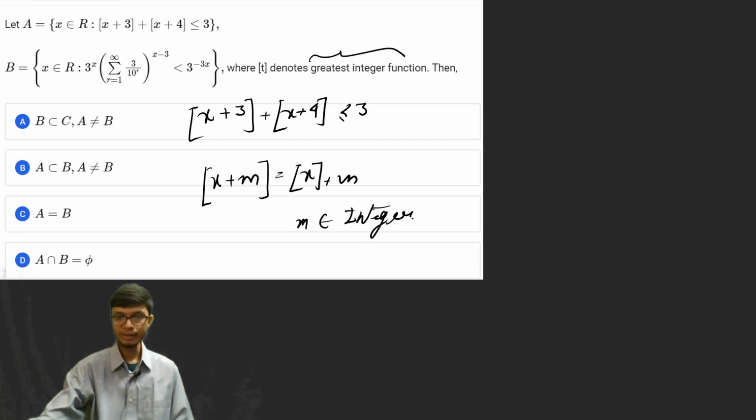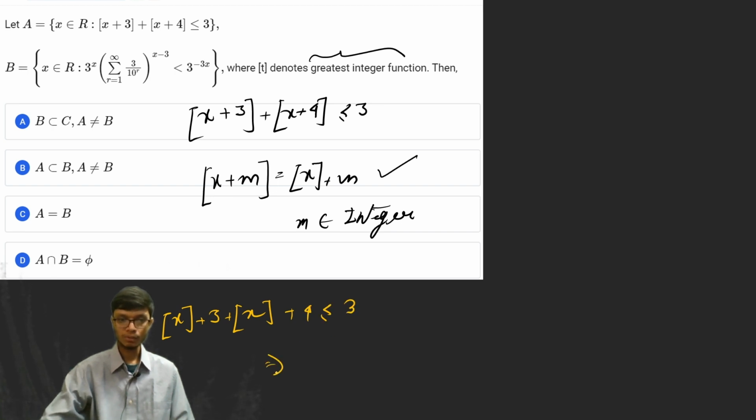Okay, so if x is an integer and m is an integer, then the greatest integer of (x plus m) is equal to the greatest integer of x plus m. I hope if you use this particular result, then you will get the equation. The equation will become greatest integer of x plus 3 plus greatest integer of 4x plus 4 less than or equal to 7. So from here you will get 2 times the greatest integer of x is less than or equal to minus 4. From here you will get the greatest integer of x is less than or equal to minus 2.